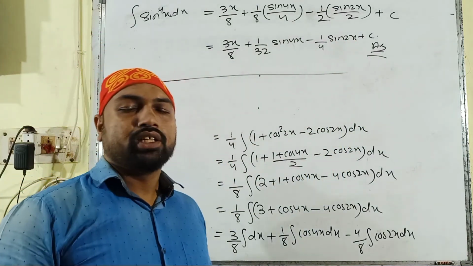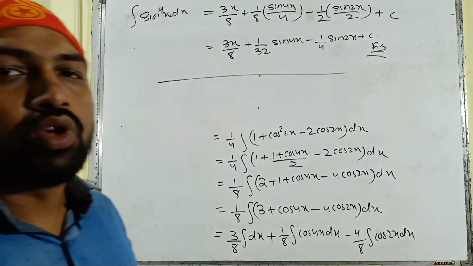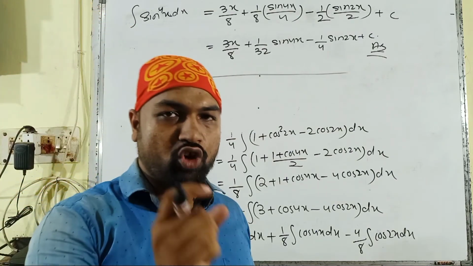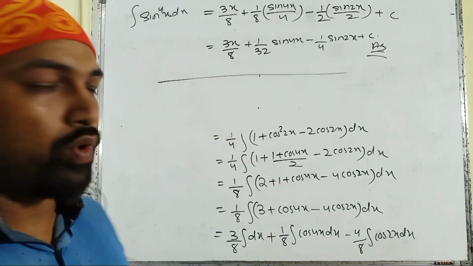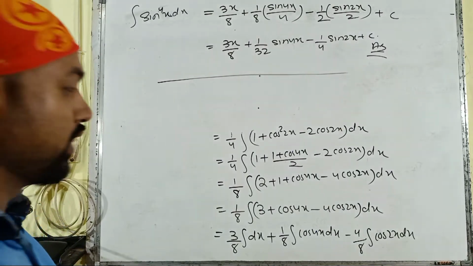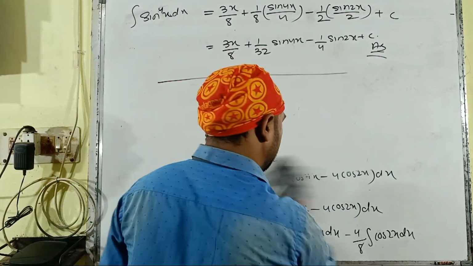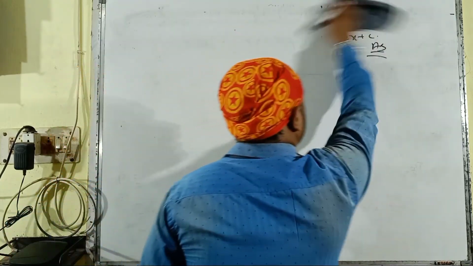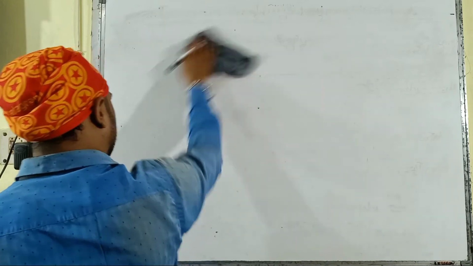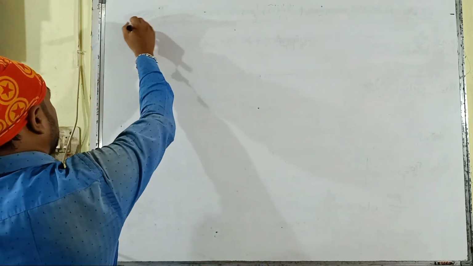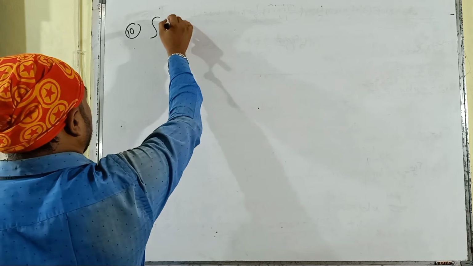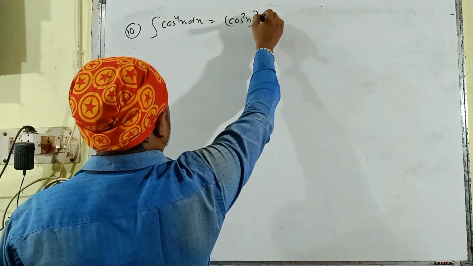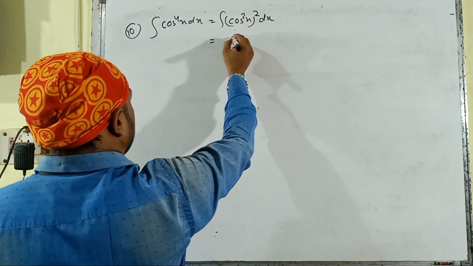Now let us evaluate the integral of cos to the power 4 x dx. First of all, we have to convert the function cos 4x into the form of cos square x. That means it will be the whole square of cos square x. So it is problem number 10. Integral of cos to the power 4 x dx will be the whole square of cos square x.